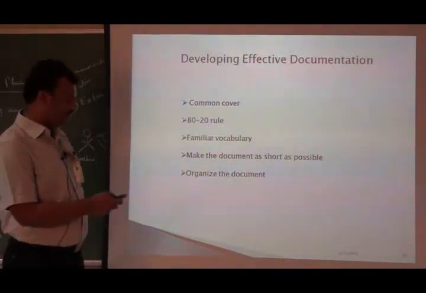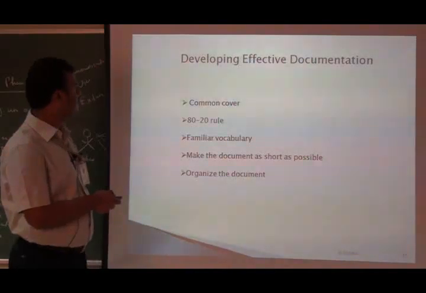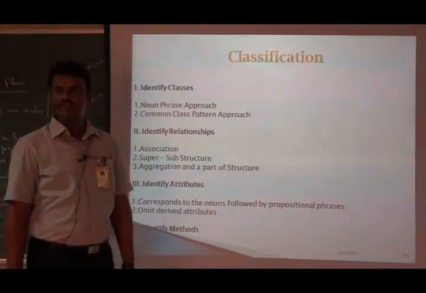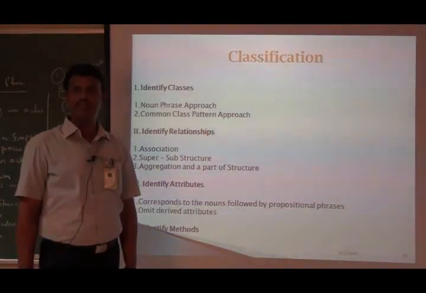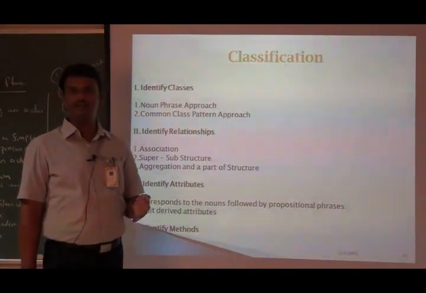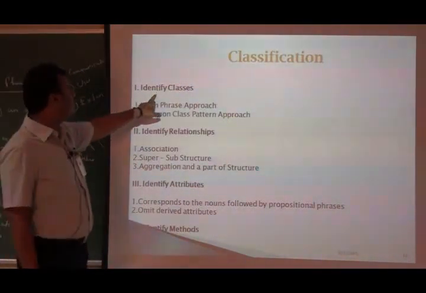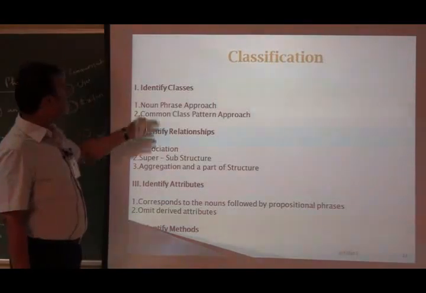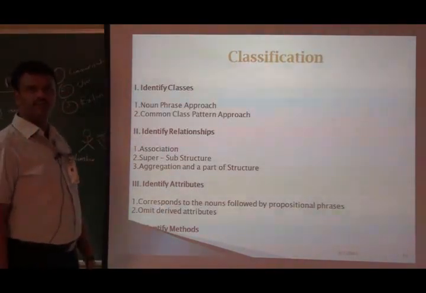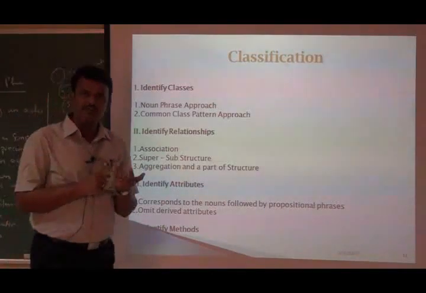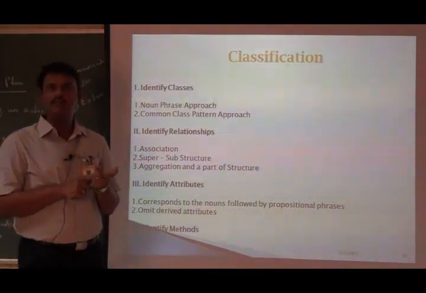The next one, we go for identifying the classes. That is the classification. What do you mean by classification? The process of checking to see if an object belongs to a category or not. That is the classification. First, we are going to identify the classes. What are the different approaches for identifying the classes? The first one is the noun phrase approach. The second one is the common class pattern approach.